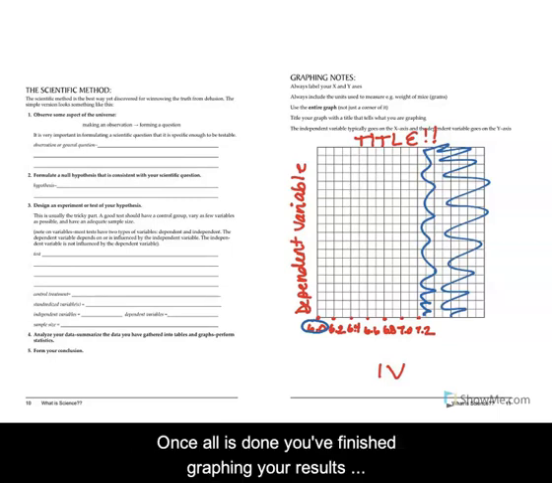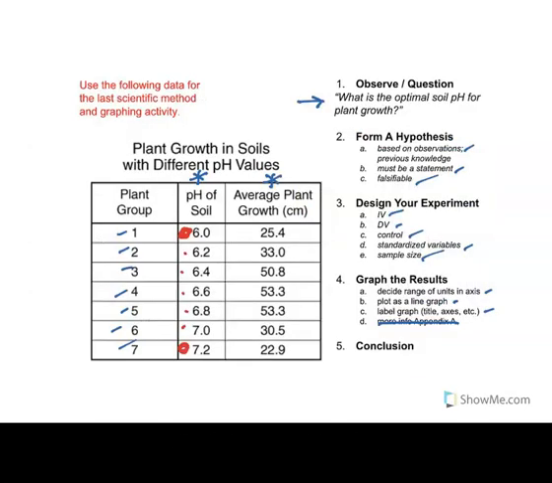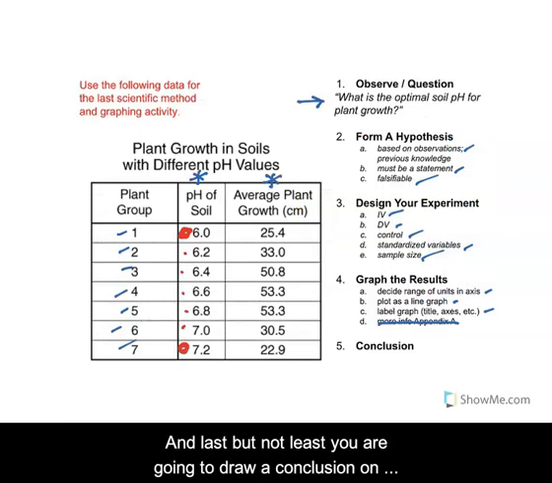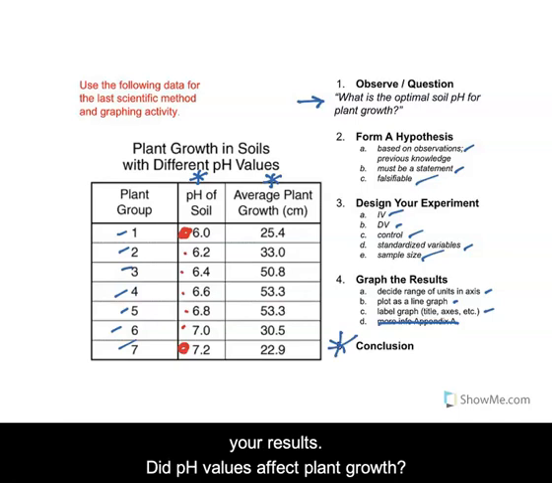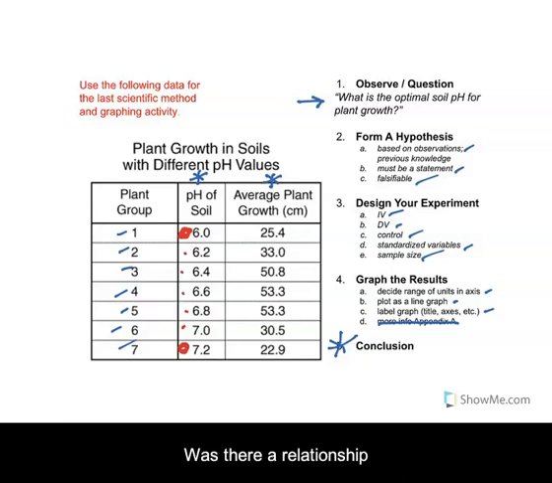Once all is done and you finish graphing your results, analyze your results for me. And last but not least, you are going to draw a conclusion on your results. Did pH values affect plant growth? Was there a relationship between those two groups? You tell me. That's your lab for What is Science?